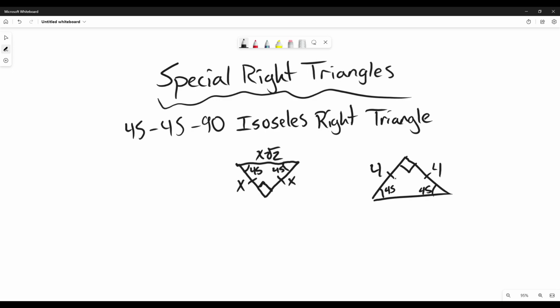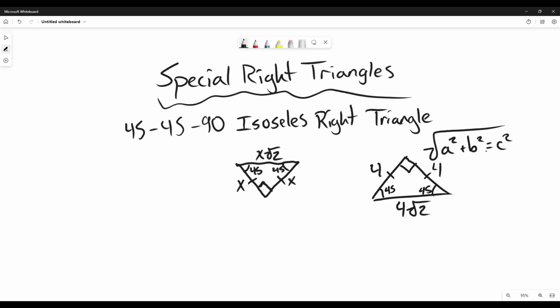So 4, where the x is, correlates to this. So if 4 is x, then this hypotenuse would be 4 times the square root of 2. And again, this can come in handy if you don't want to have to use a squared plus b squared equals c squared.